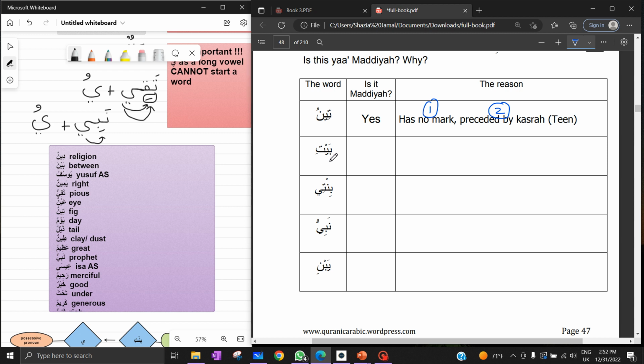Is it a long vowel ya or no? No, it's not a long vowel. Why? We will give our reasons. First, you will put a no and then what are the reasons? It has a mark over it. It has a haraka over it. Now, as you are learning Arabic, try to use more Arabic words. It has a haraka over it. And the second proof, the letter before it does not have a kasra. The letter before it has no kasra.